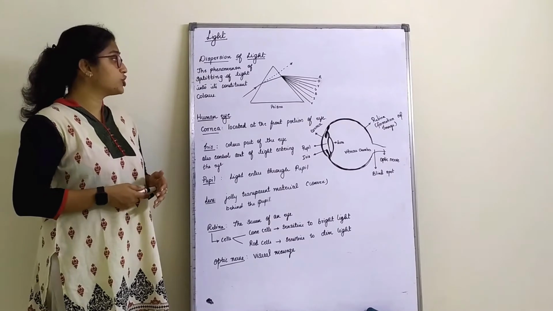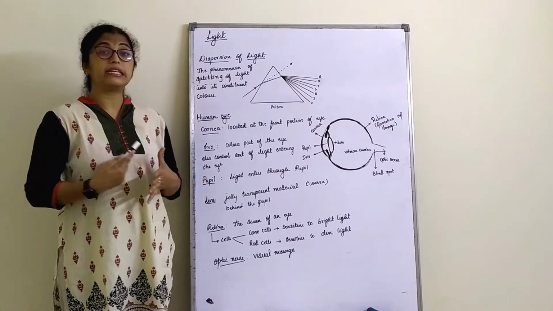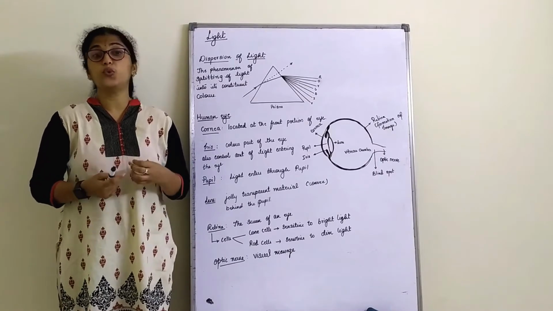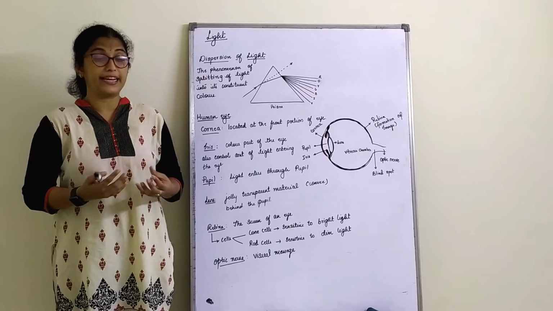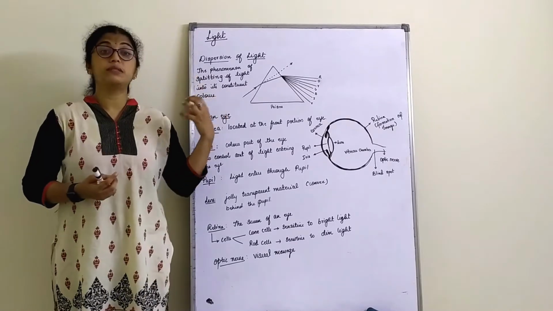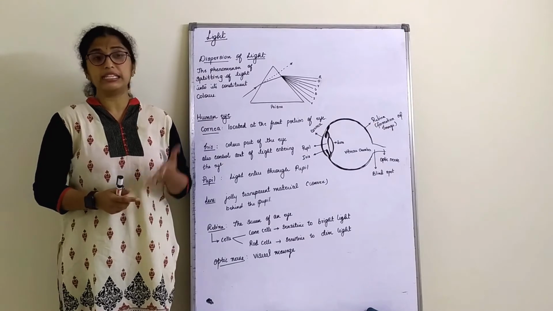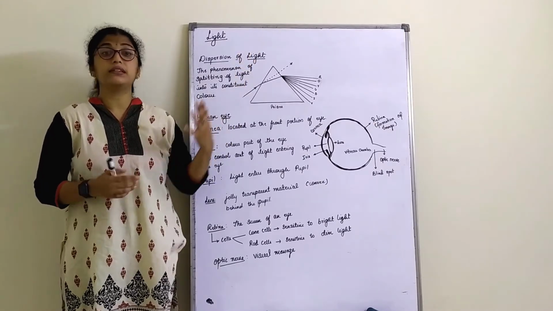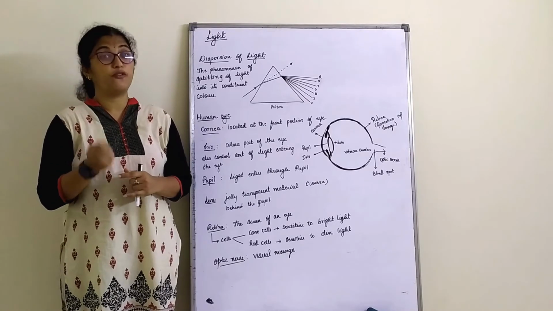Now what is dispersion of light? Definition wise, the phenomenon of splitting up of white light into its constituent colors is called as dispersion of light. Now where do you get this white light? White light is nothing but the sunlight. So we always term sunlight in terms of white light.